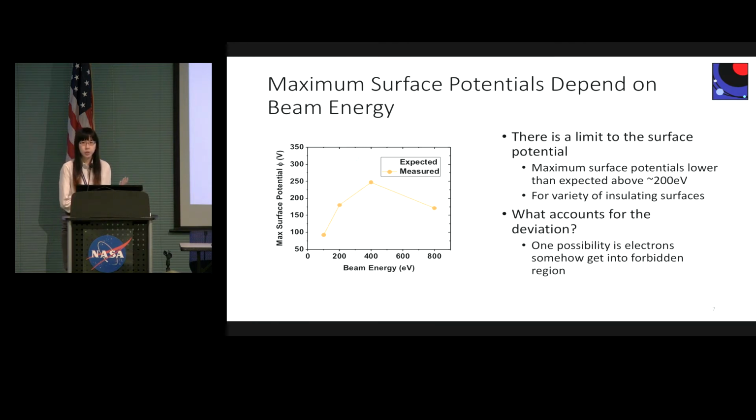And this is strange to us because we expect that in the absence of electrons near the surface, because remember they're shielded away, that at equilibrium, the surface potential needs to match the incoming beam energy, but it doesn't. So what accounts for this deviation? One possibility is that we were wrong about this initial assumption that electrons are shielded from this region, and they somehow got in.